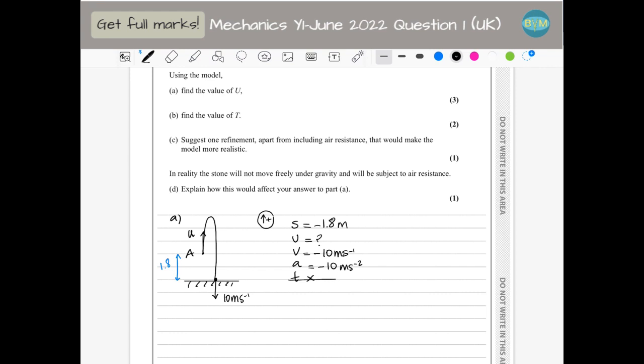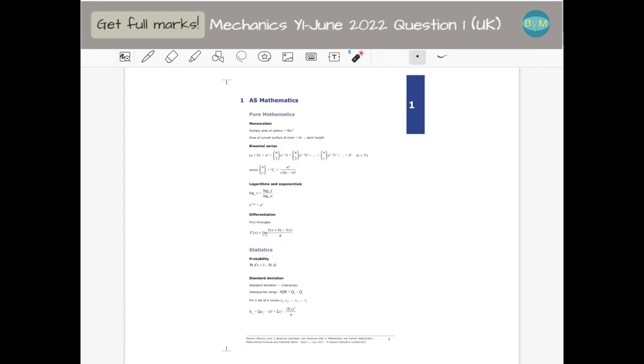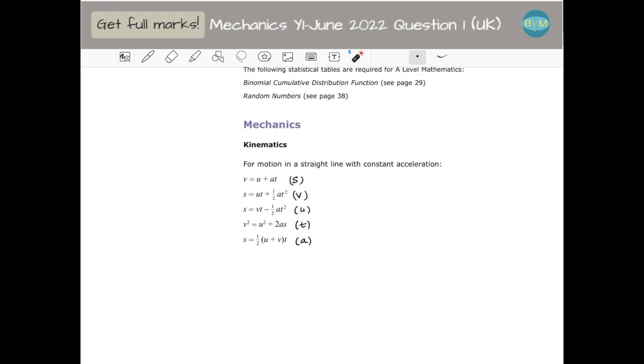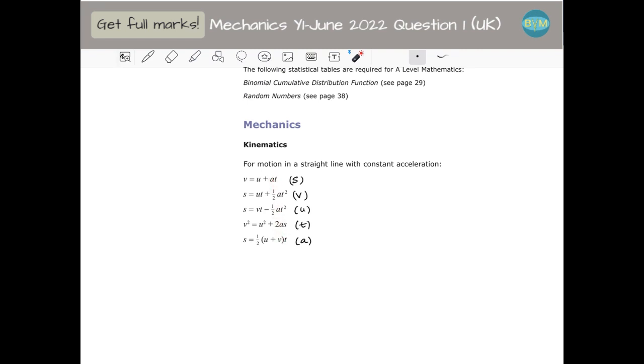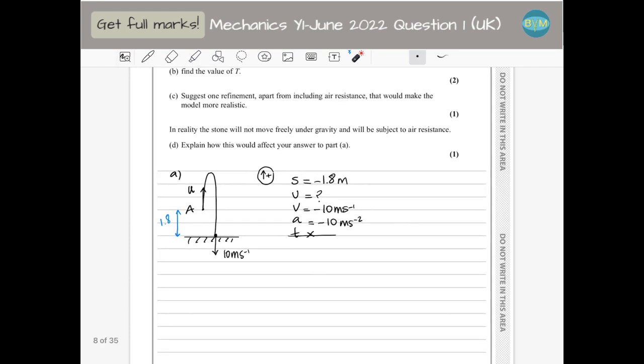So I'm going to choose one SUVAT equation without t. Remember that the SUVAT equations that are here in your formula booklet are 5 equations where each of them is missing one of the variables. So when we have to choose the SUVAT equation, we are going to use one that has the variables that we know and the one that we need, and it is going to miss the one that we don't need and we don't have, which is t. So in this case, I'm going to use this one that has no t.